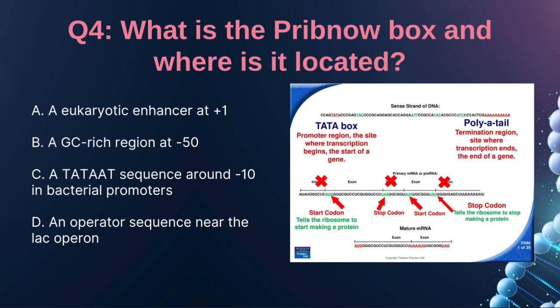So the Pribnow box is a region in bacterial promoters, centered approximately 10 base pairs upstream of the transcription start site, and it is rich in adenine and thymine pairs, making it easier to unwind due to weaker hydrogen bonding. So the answer is, and therefore, C.